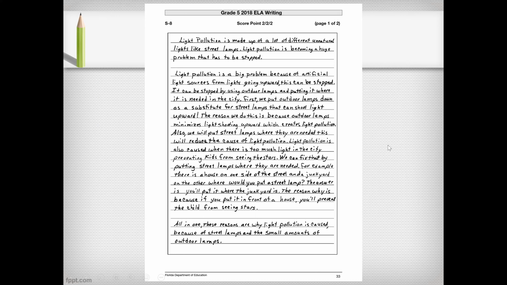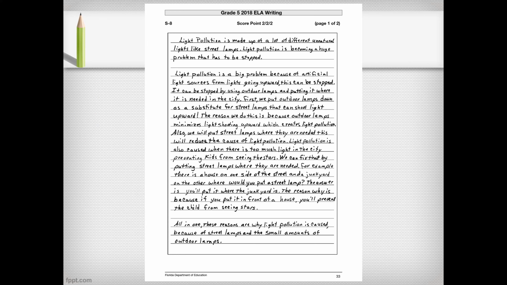Light pollution is made up of a lot of different unnatural lights like street lamps. Light pollution is becoming a huge problem that has to be stopped. Light pollution is a big problem because of artificial light sources from lights going upward. This can be stopped. It can be stopped by using outdoor lamps and putting it where it is needed in the city. First, we put outdoor lamps down as a substitute for street lamps that can shoot light upward. The reason we do this is because outdoor lamps minimizes light shooting upward, which creates light pollution.